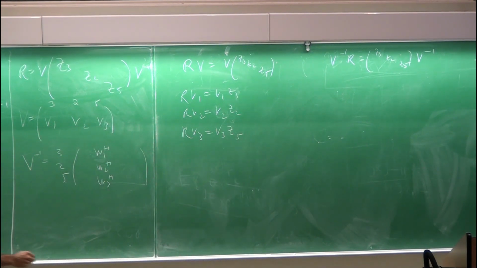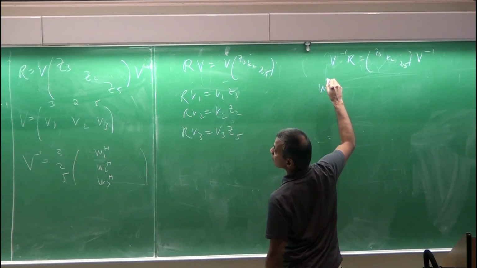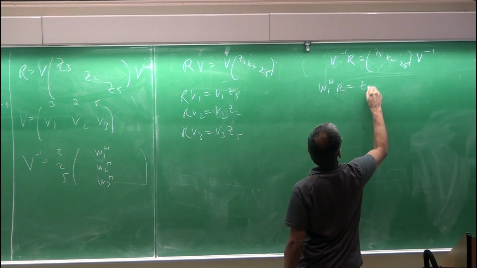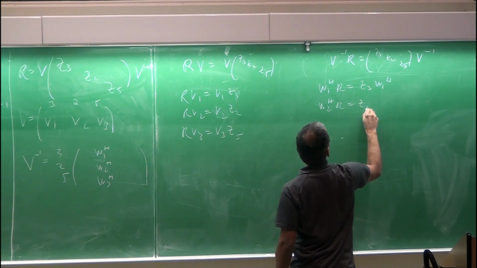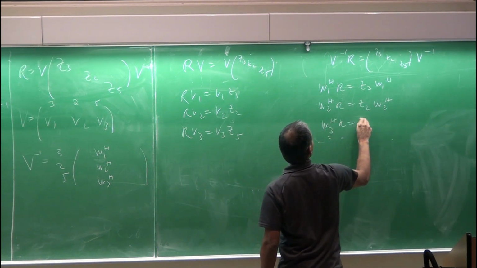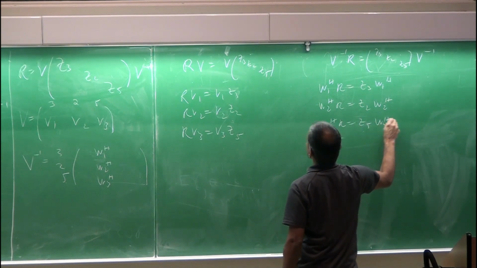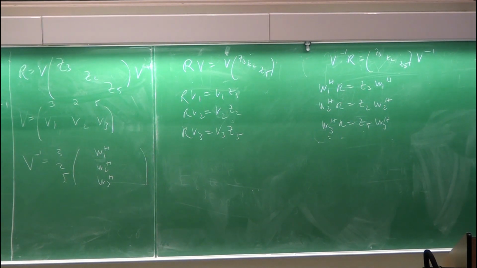Okay, that's the key thing. And same thing for the rows of V inverse, they also appear in blocks. We have W1H R is equal to Z3 W1H, W2H R is equal to Z2 W2H, and W3H R is equal to Z5 W3H. Okay, so you should make sure that these equations make sense to you. Right, they almost look like the right eigenvector equation and the left eigenvector equation, except that these V's and W's are not columns and rows, they are block skinny matrices and fat matrices.